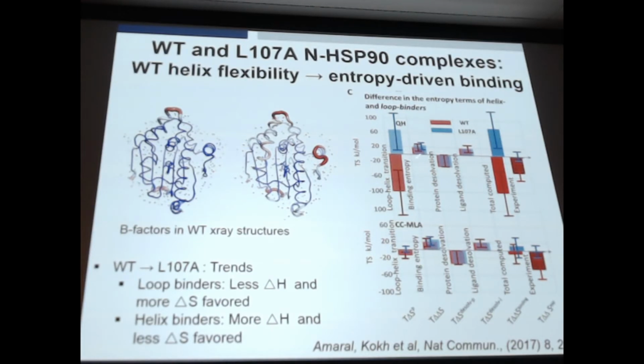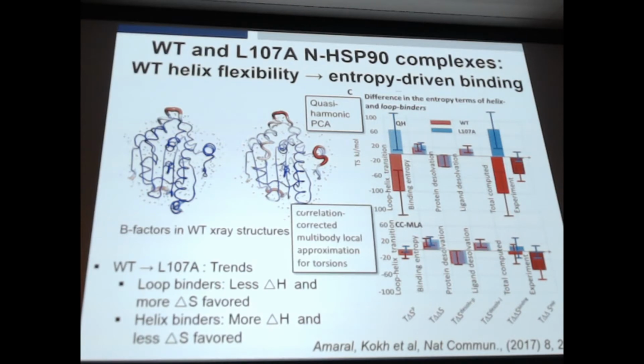And the only place we see the difference is in the entropy considering the two helices and this loop-helix transition. And we estimated that by two techniques. One was using a quasi-harmonic PCA type of approach to give us an upper estimate on the entropy contribution. And the other one was using this correlation-corrected multibody local approximation for torsions, which would give us a lower estimate. So we're between these two values, and you can see that's a huge range in entropy, but at least it is consistent with the experimental data, gives us a ballpark estimate of the entropic contribution, and indicates how the helix dynamics may have an effect upon the binding.